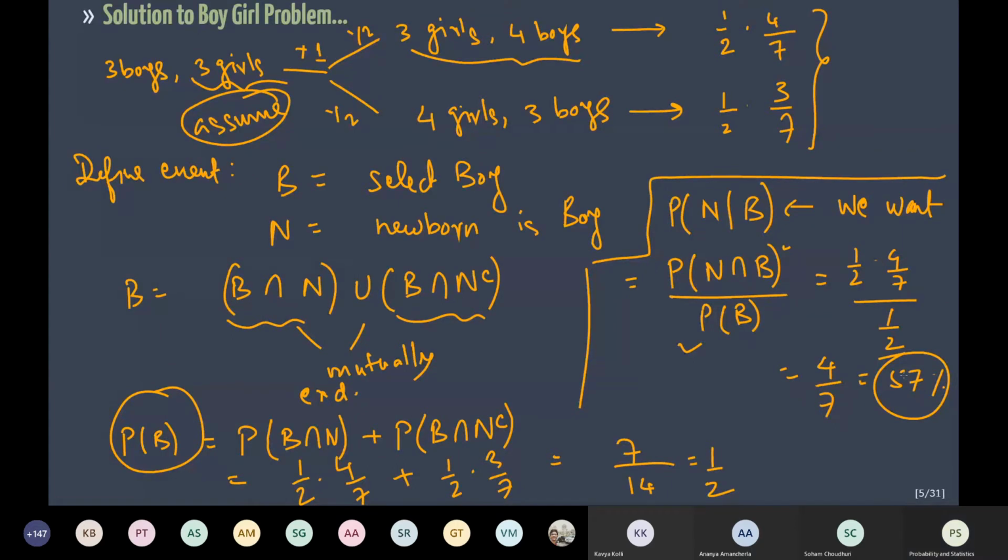So, I can ask the same thing. What if the statistician randomly picked, and it was a girl? Then the probability that the girl was born would have been again 57%.